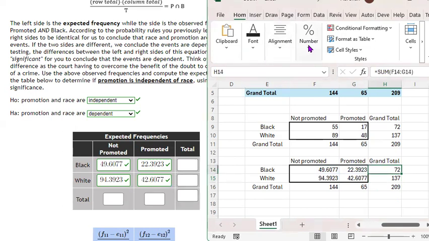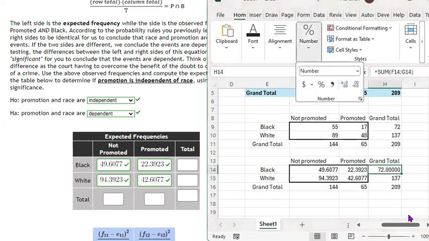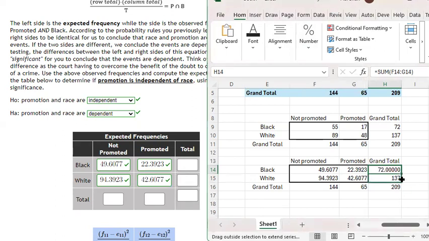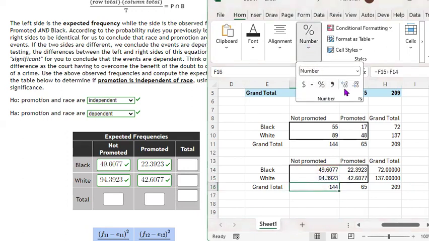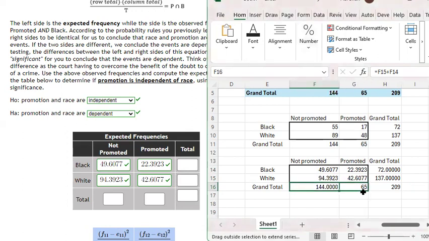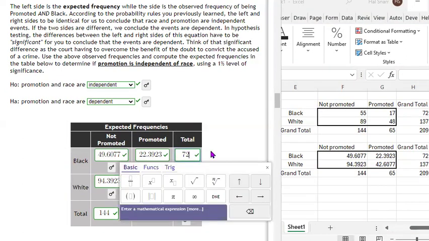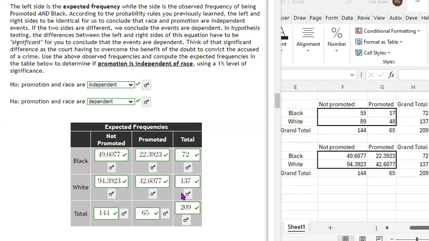And let's just change the number of decimal places to make sure. So I'm going to pull this down. Yep, sure enough, those two add up to 137. And then we'll add these two together, and those two, sure enough, add up to 144. And then these two should add up to 65. All right, when I entered in these row totals and these column totals and the overall total, I got a green check mark, just as expected.